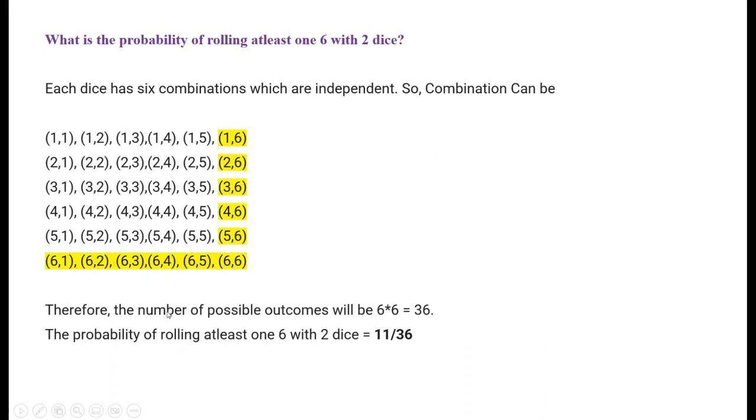So therefore the total number of combinations is 6 times 6, equal to 36. So the probability of getting at least 1 six with 2 dice will become 11 divided by 36. If you count the yellowish ones, 1, 2, 3, 4, 5, 6, 7, 8, 9, 10, 11. So 11 divided by 36 is the probability.